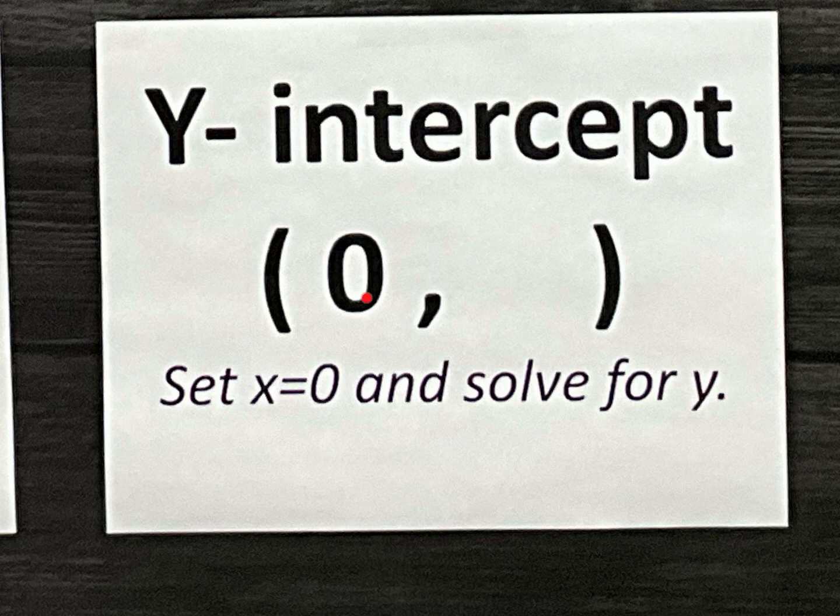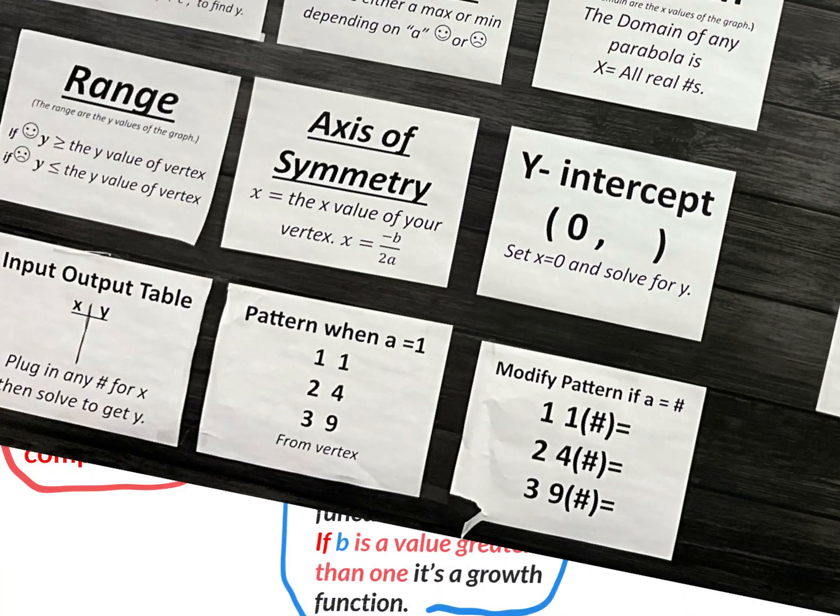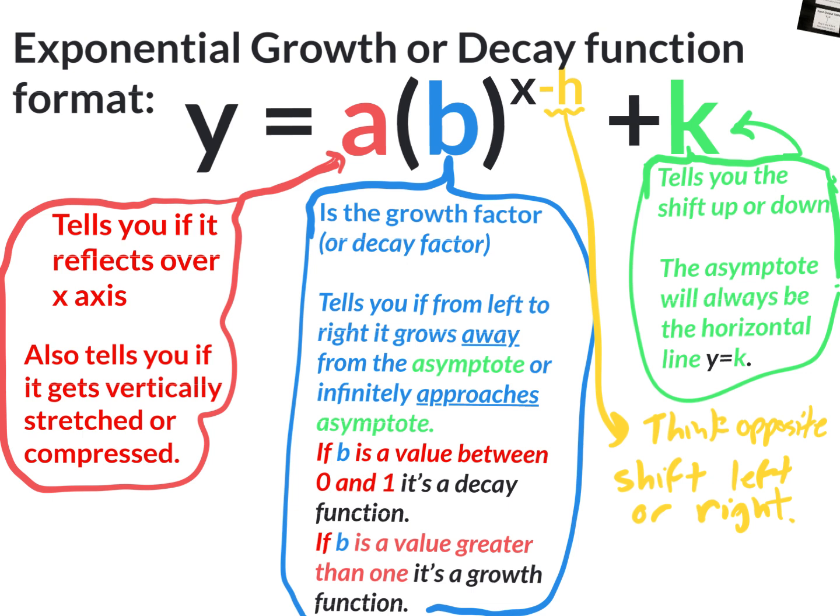So you're going to put x being 0 and you solve for y, and that'll tell you where it crosses the y-axis. Okay. So technically, whatever function you have, whether it's a growth or decay function, if you want to know where that growth or decay function crosses the y-axis, all you have to do is set x equal to 0 and then solve it.